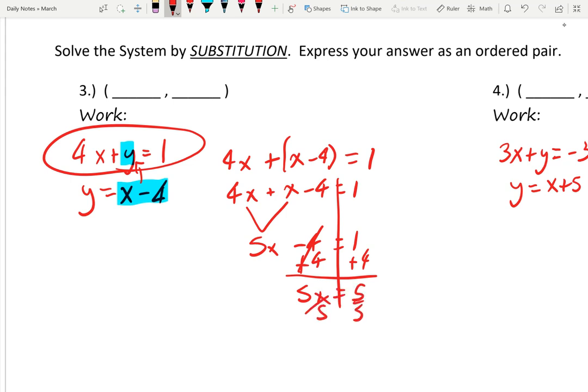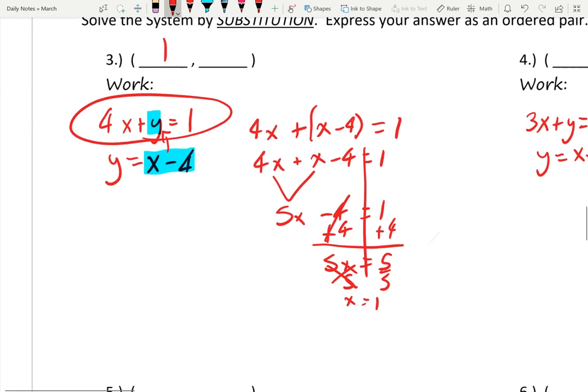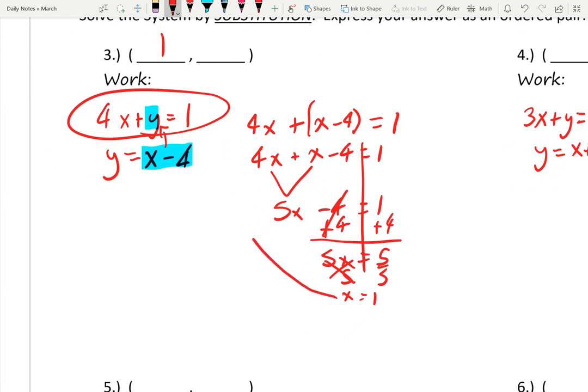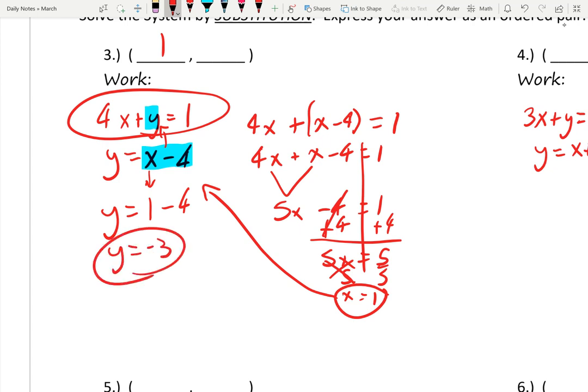So if we divide by 5, we end up with x equal to 1, because 5 divided by 5 is 1. So our x value is 1. Now we can take this x value, plug it back in, and find y. If y equals x minus 4, and x is now 1, then we have 1 minus 4, right? Because x is 1. So 1 minus 4 is negative 3, so y is equal to negative 3. So our answer is the point (1, negative 3).